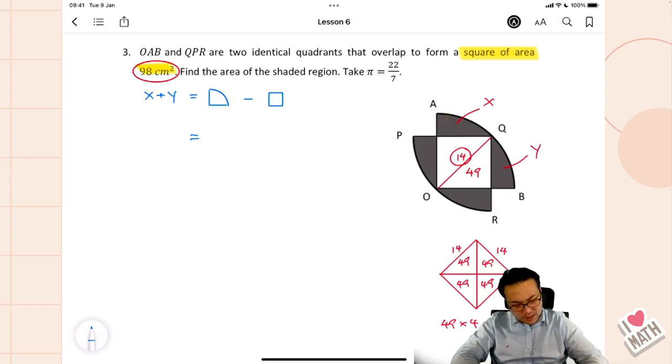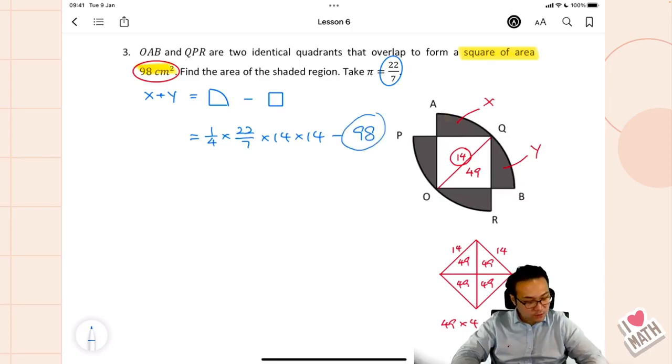So, we have already found 14, the radius of the circle. 1/4 of a circle. 1/4 times pi. Okay, they already told you what is pi, right? Times pi times the radius, minus away the area of the square, which they already told us. They already told us is 98.